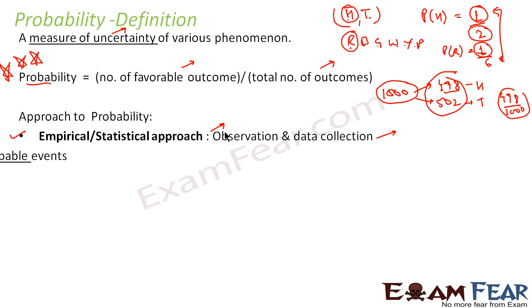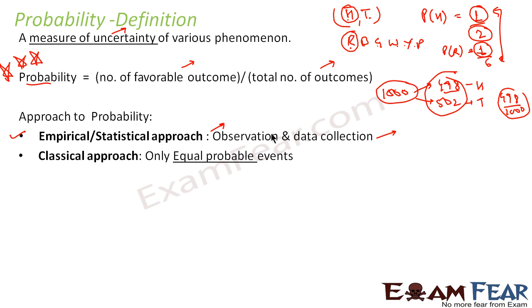Then we have another approach called the classical approach. Here we need not perform the experiment. We have some rules, and with those rules we get the probability. And here only equally probable events are entertained. So only the events for which the probability is equal, only those events are entertained. In this chapter, we will discuss the classical approach only.